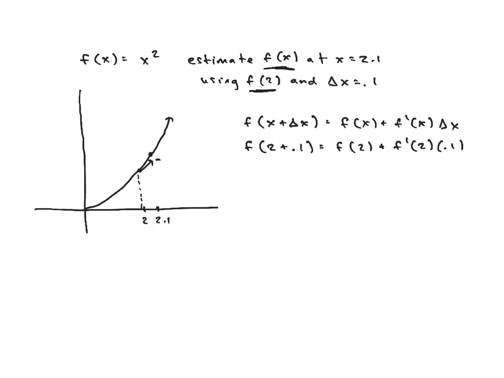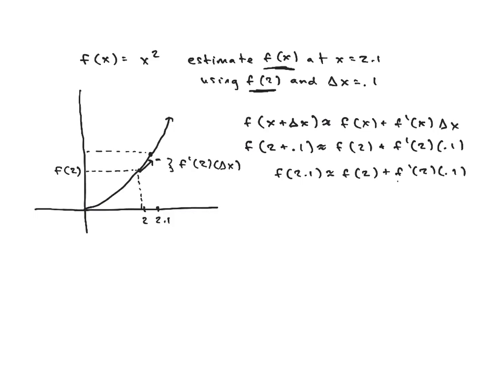If I want to approximate, I put squiggly lines here to say we're approximating what the function is here. The function is going to be what it is right here, which is f of 2, plus this extra term, which is f prime of 2 times delta x, which in this case is 0.1. So f of 2.1 is approximately equal to f of 2 plus f prime of 2 times 0.1.